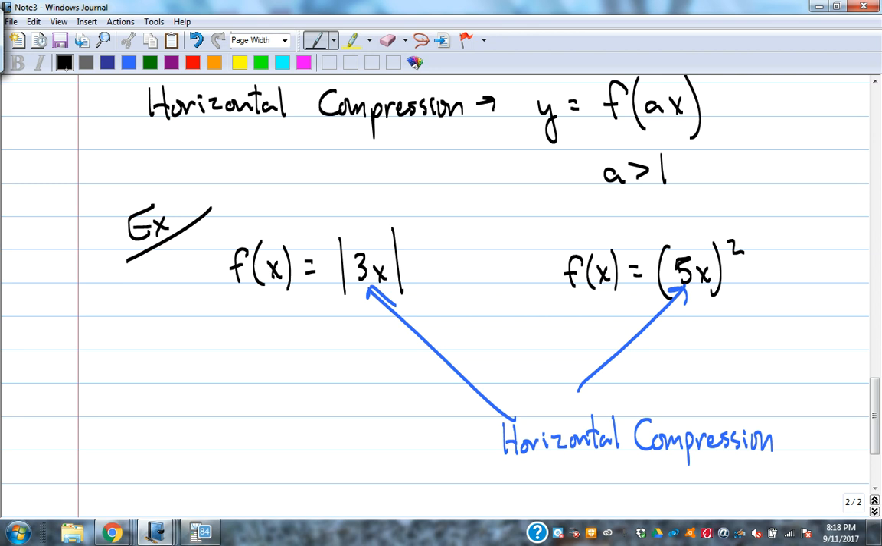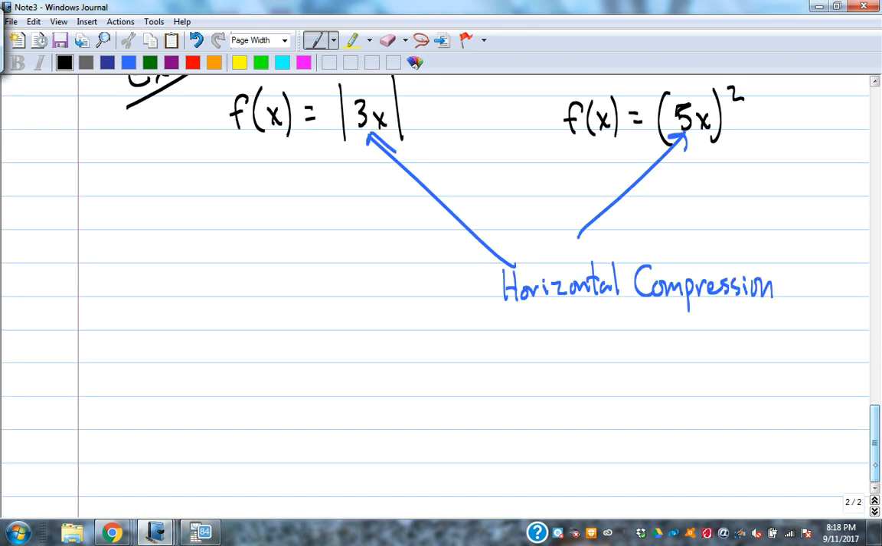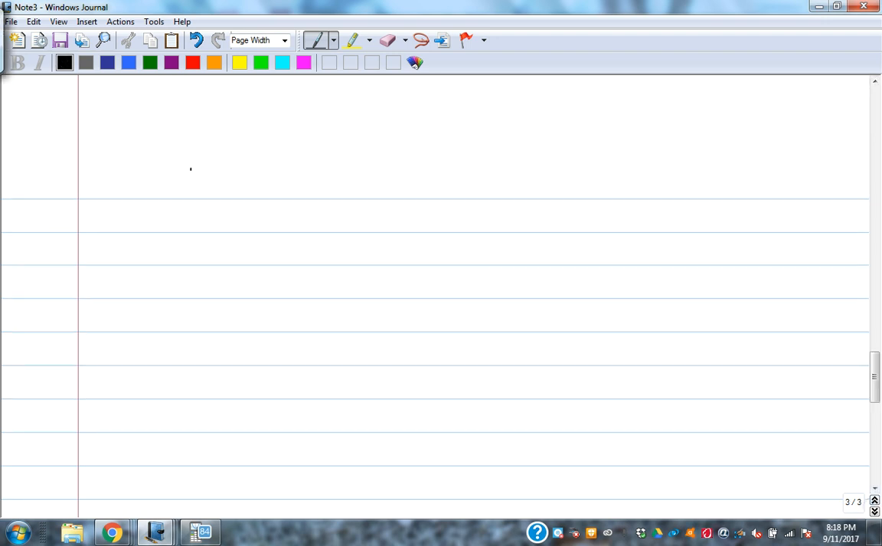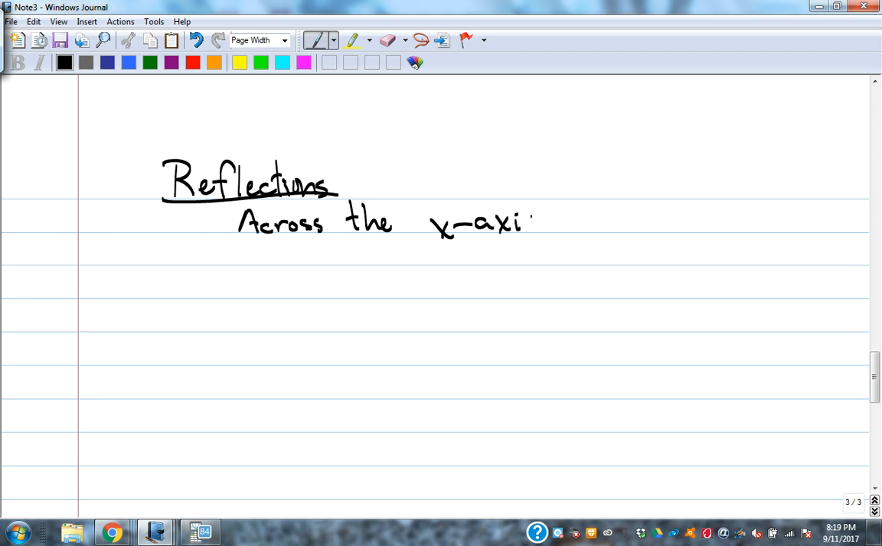All right. Now, another thing that happens with multiplication, we're getting all the multiplication out of the way. Then we're going to get the addition and subtraction in there. So the other things that can happen with multiplication are these things called reflections. There's two different kinds of reflections. One is across the x-axis. It's a negative on the outside in front. It's on the outside.